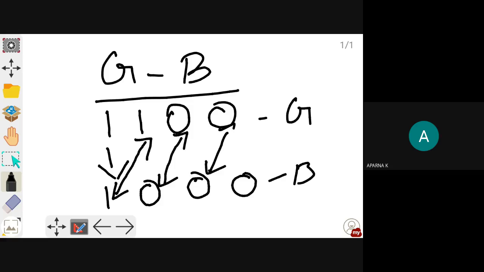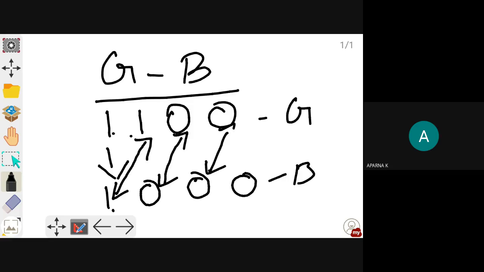So in order to convert gray to binary, write the gray code. The most significant bit write as it is, and you have to perform XOR for the most significant bit of your gray code and the next second bit of your binary number. Similarly, you have to perform for the next corresponding bits, and you will get the binary number.